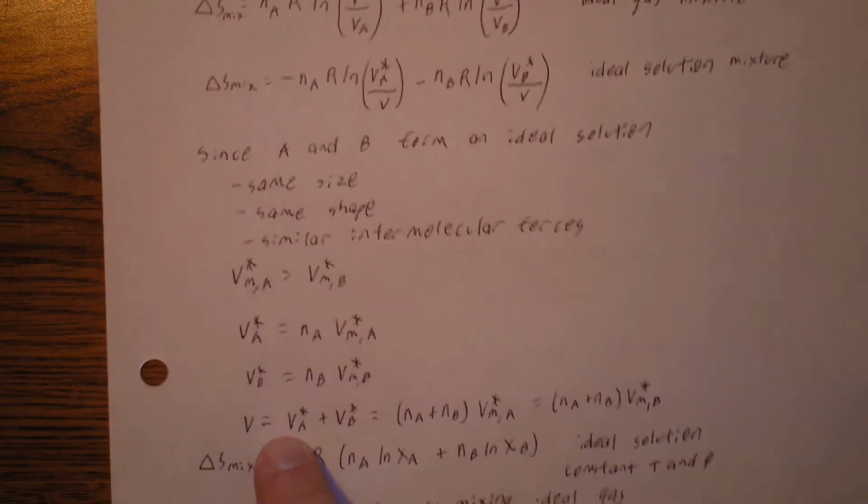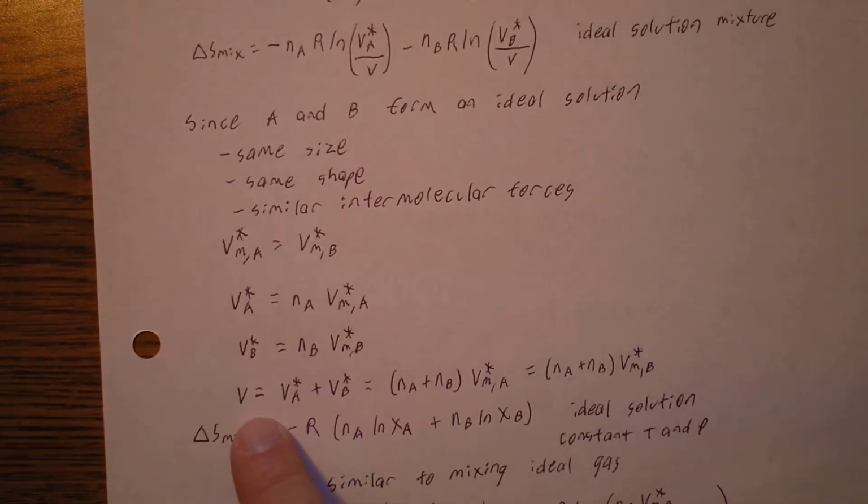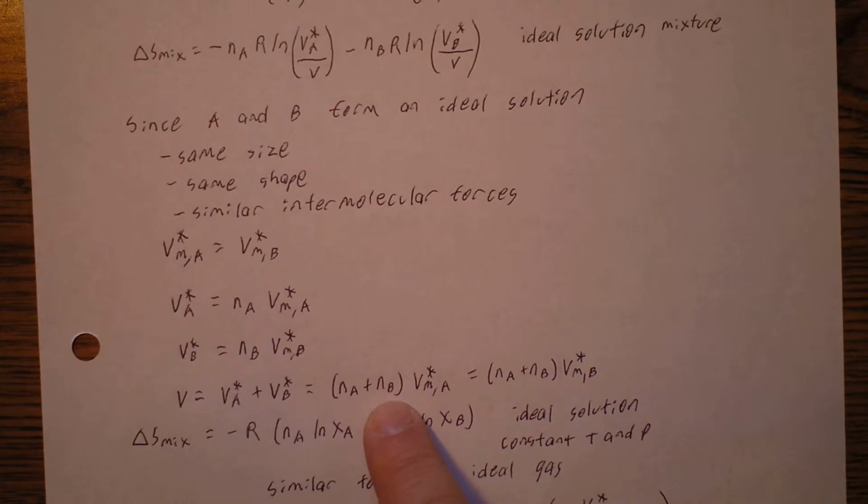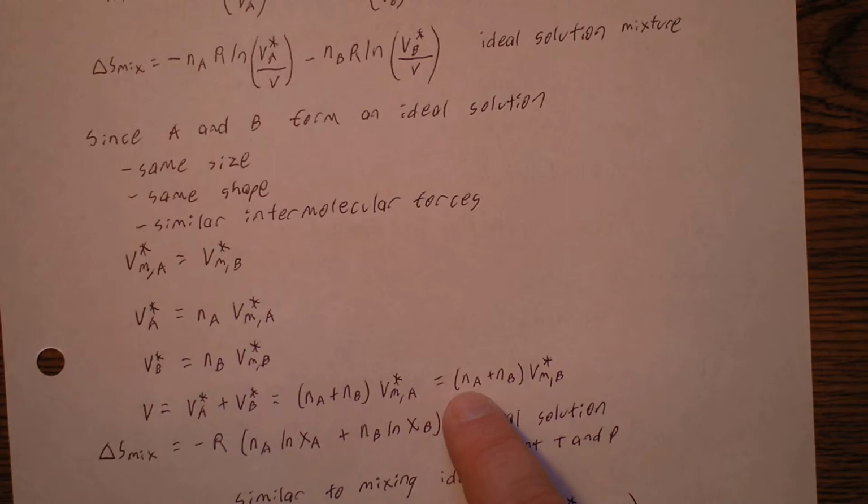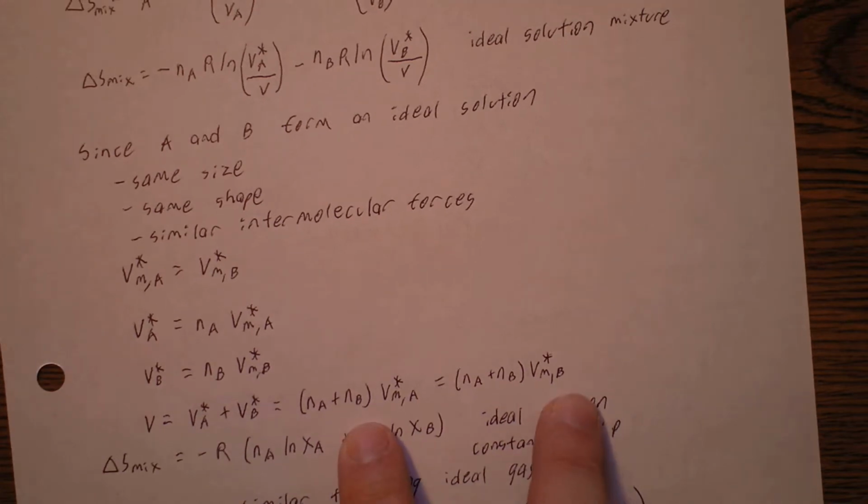So putting that back into the equation we had before, the volume is going to be equal to the volume of A unmixed plus the volume of B unmixed, which means we're going to have the number of moles of substance A plus B, we factor that out, times the molar volume of A unmixed. And that's going to be equal to the number of moles of substance A plus the number of moles of B times the molar volume of B unmixed. Either way, because we said they're the same.